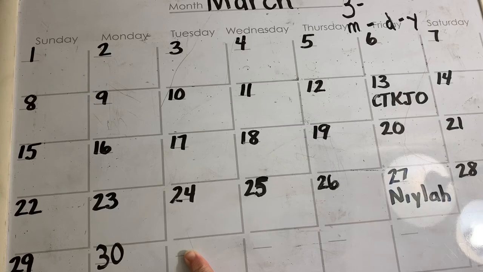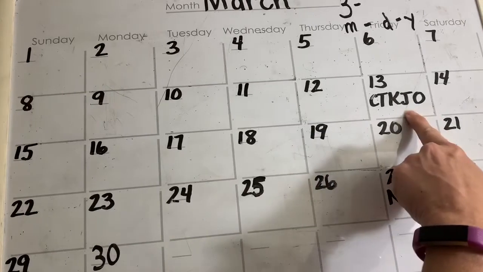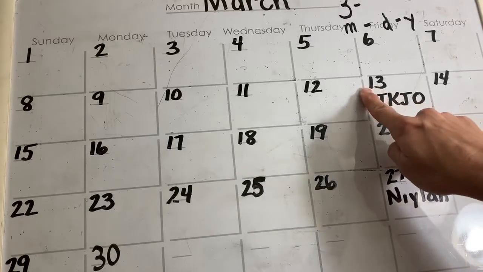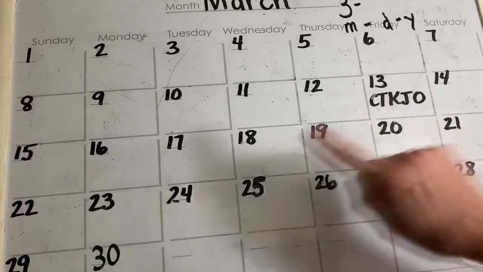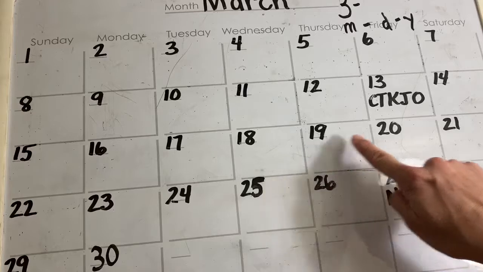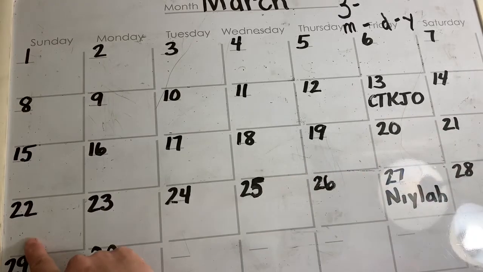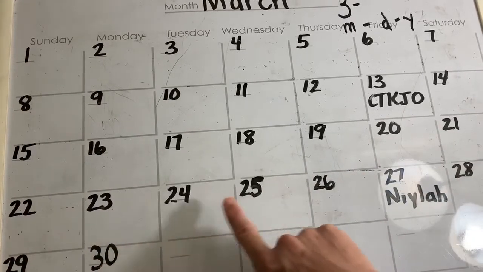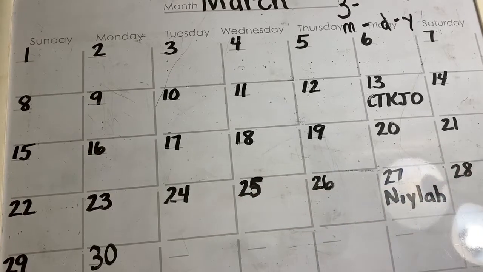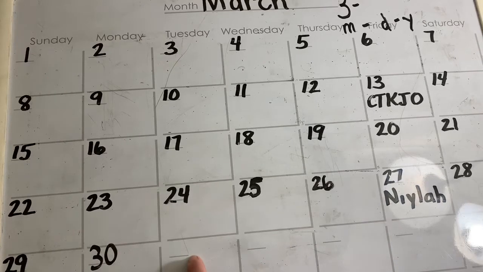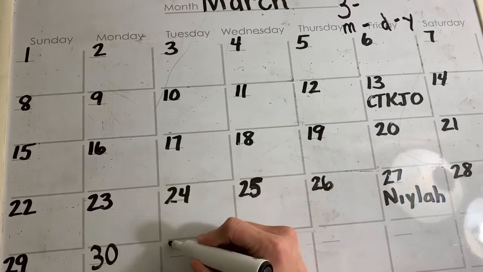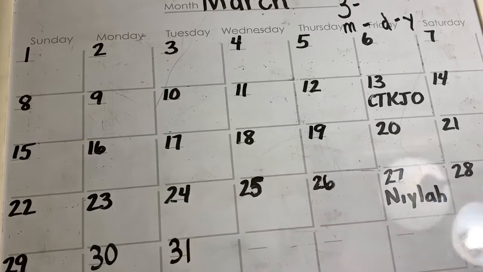Let's go back to what we know. Let's start at the 13th. That was CTKJO day, the last day we were in the classroom together. Let's start at 13. 13, 14, 15, 16, 17, 18, 19, 20, 21, 22, 23, 24, 25, 26, 27, 28, 29, 30, 31. Today is the 31st day of March.